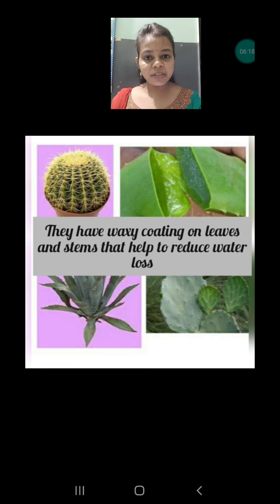Whatever water is present cannot escape or evaporate, because in the desert the climate is very hot, and whatever water is present could escape from their body. To prevent this problem, they have a waxy coating over the leaves and the stems, so that water is protected in the body of the plant. I hope you have all understood these things, and this video will help you. These are the adaptations found in desert plants.